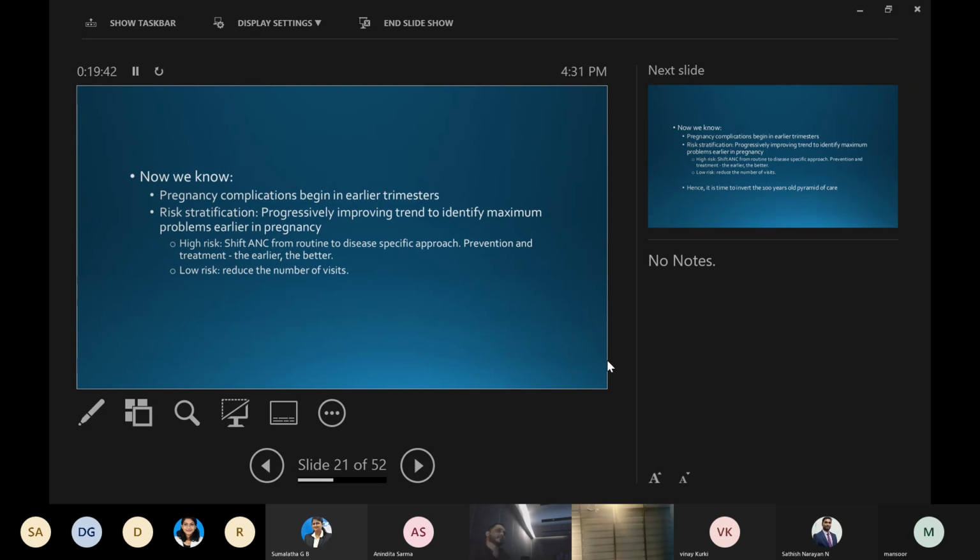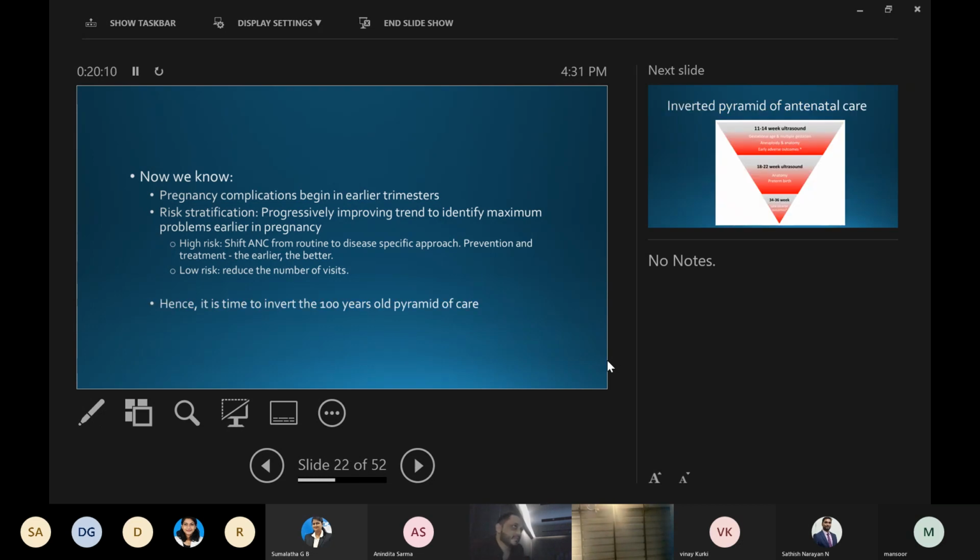And it has been proven that prevention and treatment is better if started earlier than later in pregnancy. And if the patient falls in the low risk category, then reduce the number of visits. We don't want too many visits towards the end of pregnancy, as we already know in the early pregnancy itself that the patient has low risk. So no need for doing repeated scans for such patients.